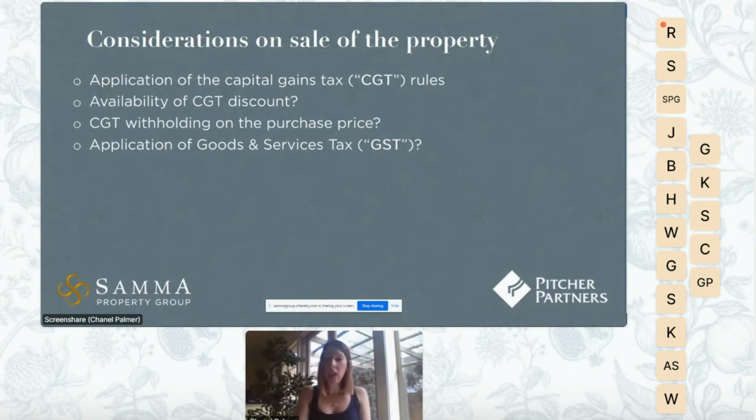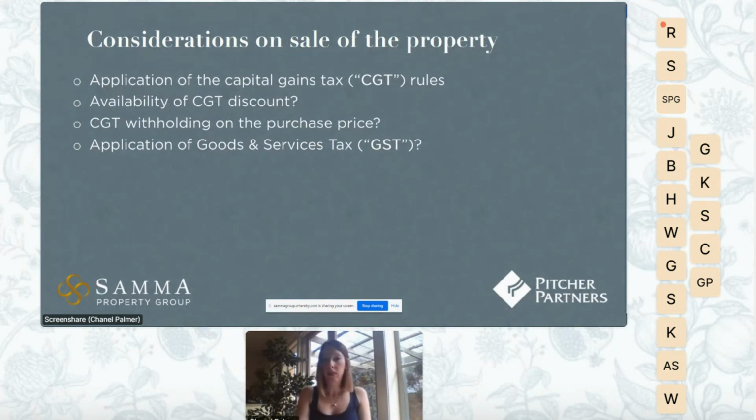The other one to note is that there are CGT or capital gains tax withholding rules that apply to require a purchaser to withhold an amount, which is 12.5% of the purchase price, for properties that are valued at more than $750,000 if the vendor is a non-resident. So it's not a final tax. The amount withheld can actually be claimed as a credit from the tax office when you lodge your eventual tax return. Australian residents who live in the property for a period may also be able to claim a main residence exemption for all or part of that gain.